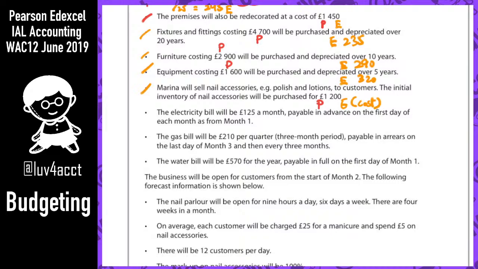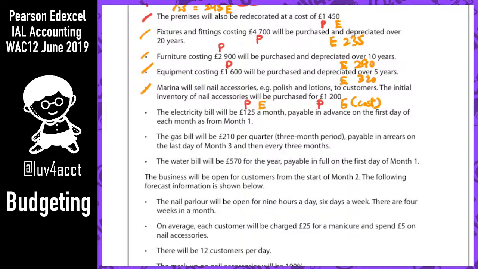Next item, electricity, and then gas, and then water. All these are, of course, payments as well as expenses, but then they are given in different ways. Let us see. Electricity bill 125 per month. Of course, it will be payment payable in advance on the first day of each month as from month 1. Okay, nice. Just payment will be equal to expenses. Okay, payment for 3 months and expenses for 12.